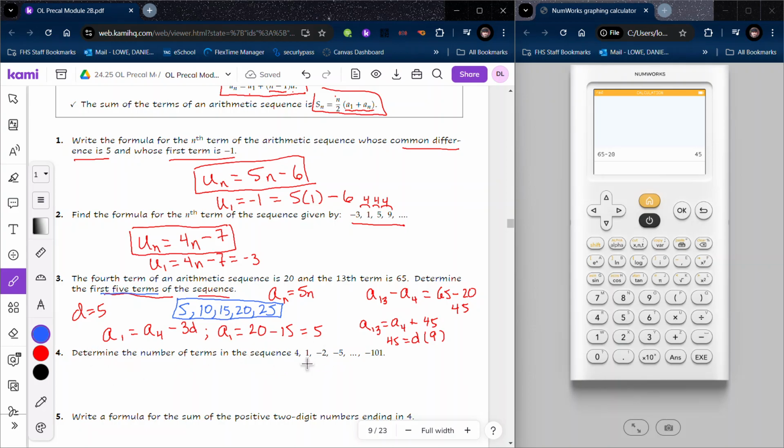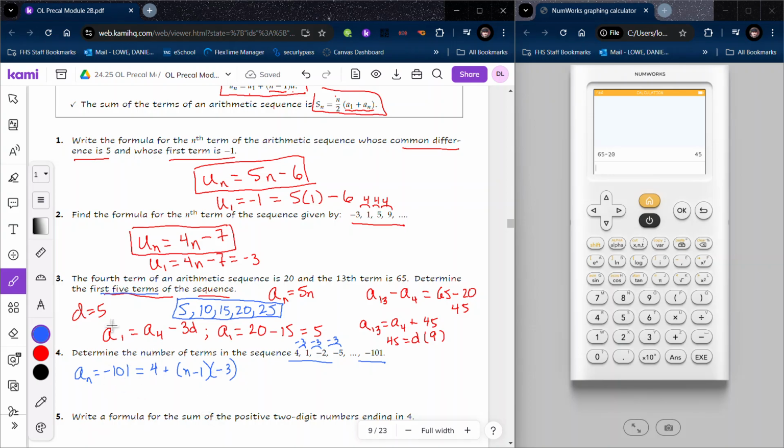Determine the number of terms in the sequence, and I'm given this sequence. Once again, let's look for our pattern. It looks to be that I am subtracting 3 each time, and my last number is negative 101. So my nth term, which is negative 101, is going to be my first term, 4, plus n minus 1 times my common difference, and my common difference happened to be negative 3.